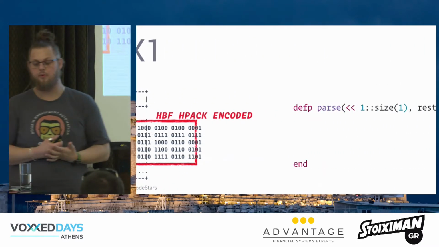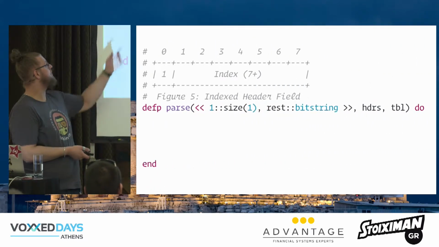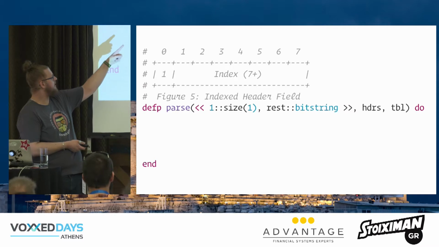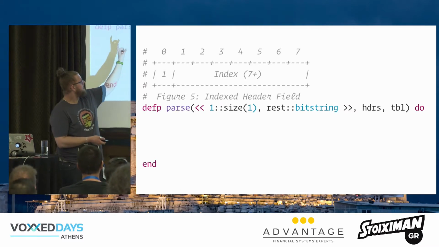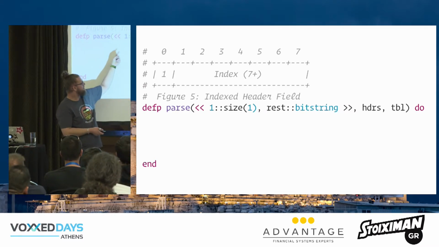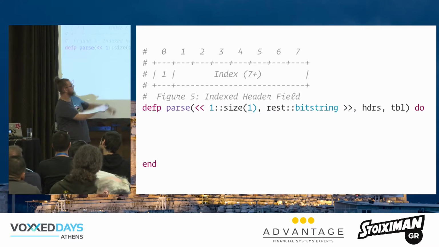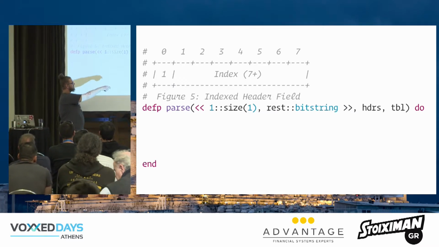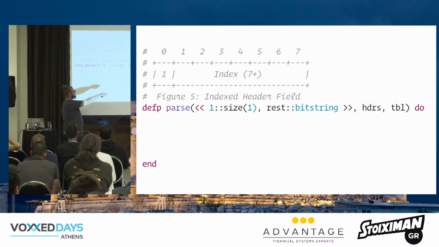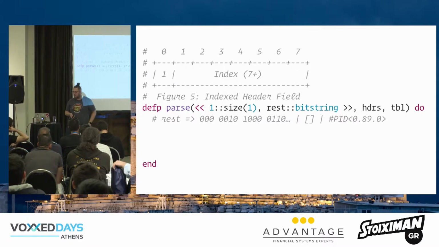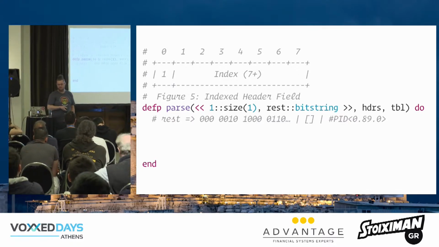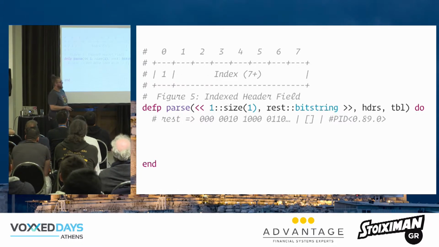So in code, it looks like this, right? So we have the private function parse, and it gets a binary. So here you see the binary constructing pattern, and then it also gets the header list, which is at the moment just an empty list, and the table. I think getting this line in might help a bit.